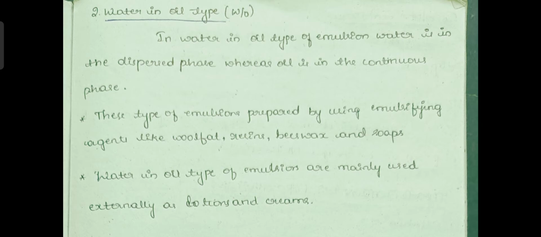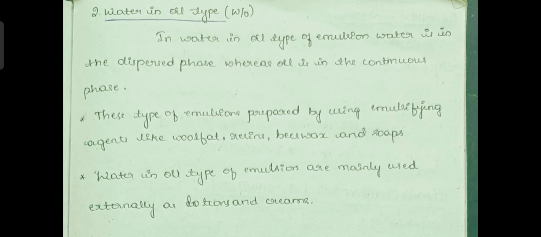See, first what we write, it will be the dispersed phase. W is written first, W by O. In this, W is the dispersed phase, whereas O, that is oil, will be the continuous phase. Water will be present as smaller globules which are dispersed in the oil continuous phase. Emulsifying agents that can be used are wool fat, resin, beeswax as well as soap. Water in oil type of emulsions are mainly used externally as creams and lotions.